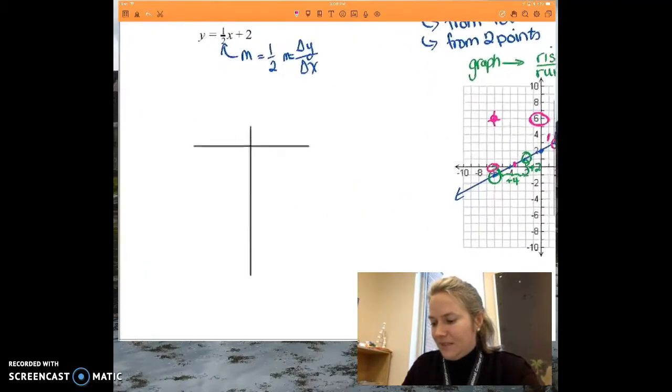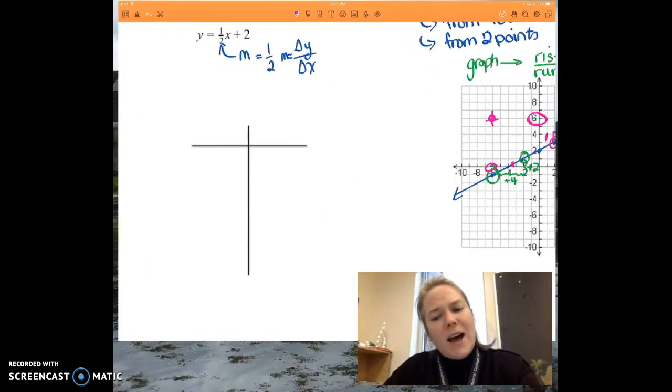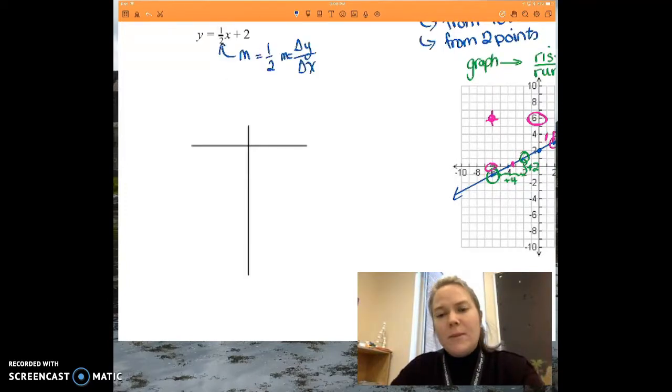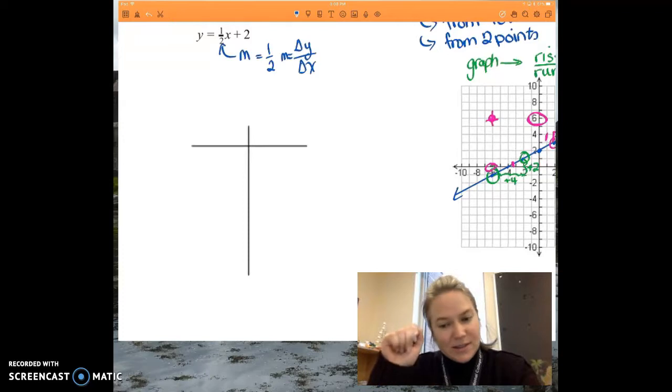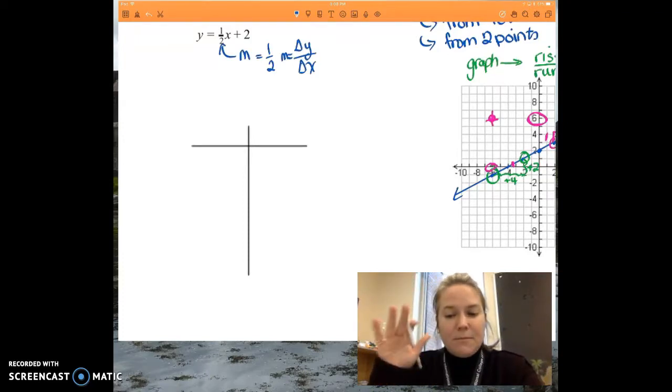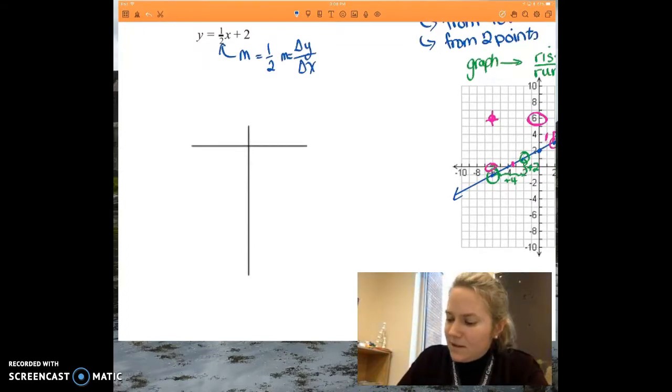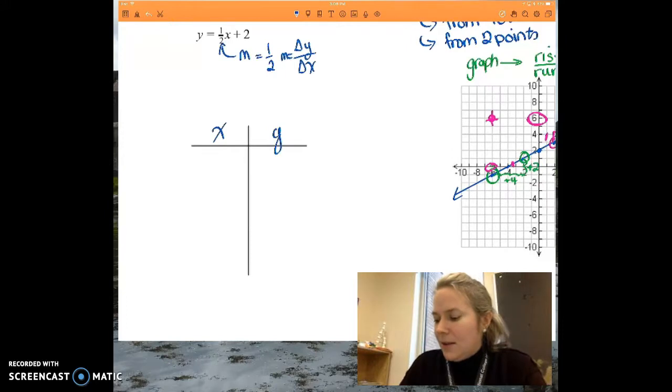Okay. What about a table of values? How would we work this from a table of values? So we know from a graph we use rise over run. We just find 2 points, make our little right angle triangle and say what's the change in y and what's the change in x. Let's look at a table of values.